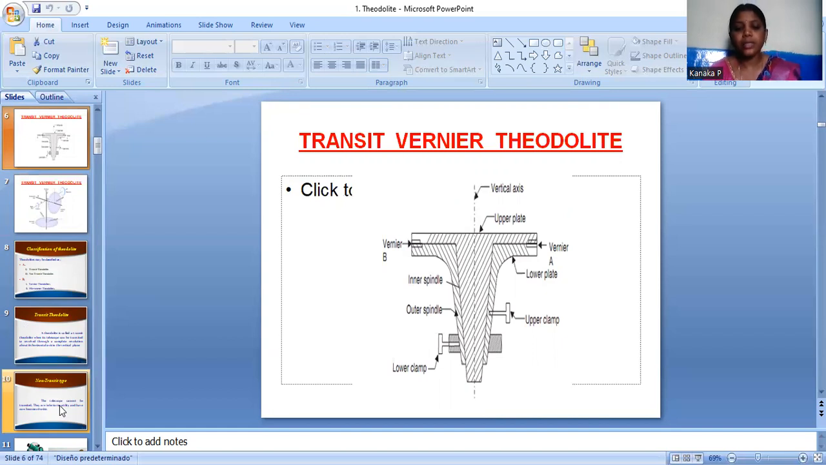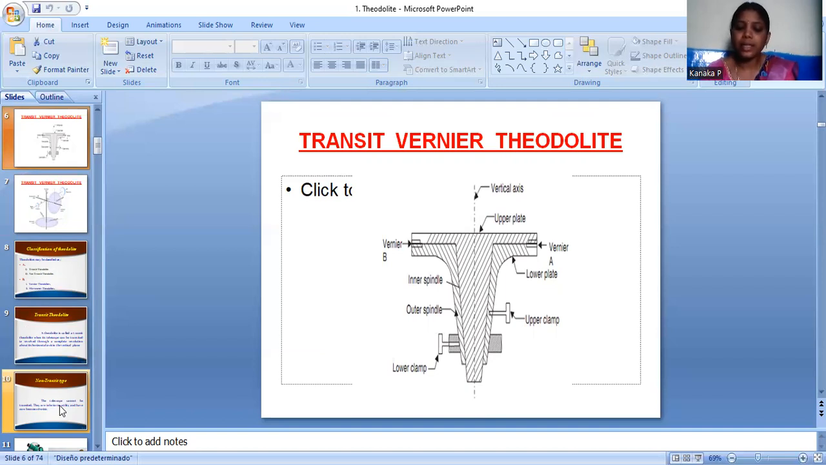And then the next one is components of the transit theodolite. The transit theodolite consists of the following parts: leveling head, lower plate, upper plate, standards, T-frame, plate levels, telescope, altitude bubble, plumb bob, compass.